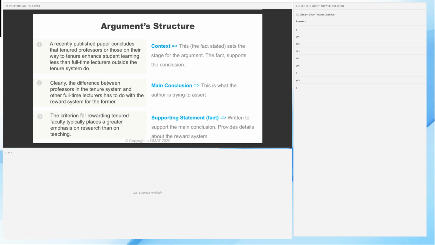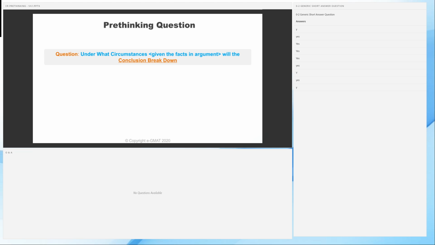Statement number 3 we already talked about is the supporting statement. Statement number 2 is the context that also supports the main conclusion. The conclusion is built on it. So in many ways, that's a premise as well.